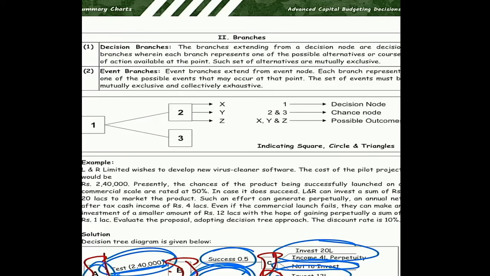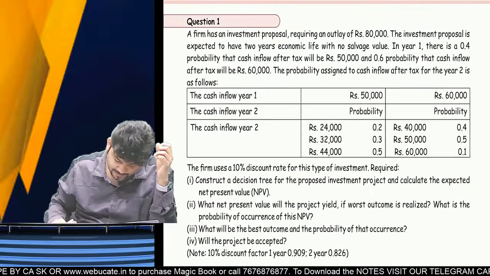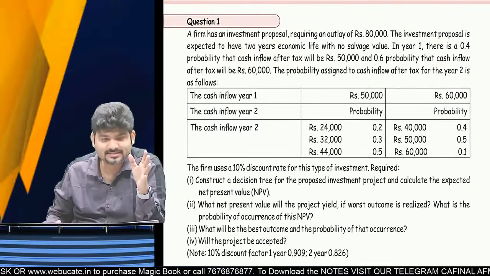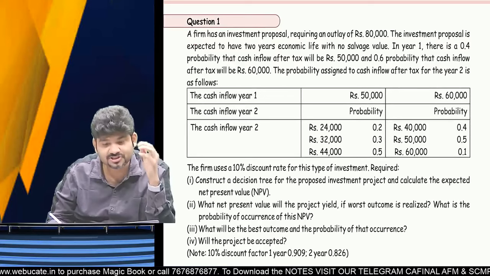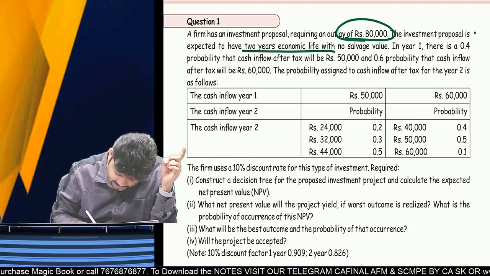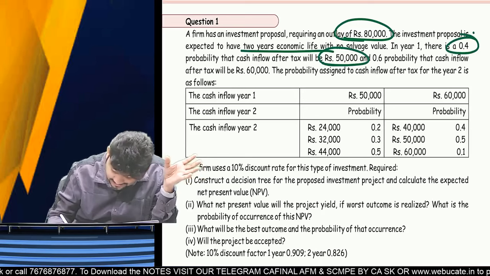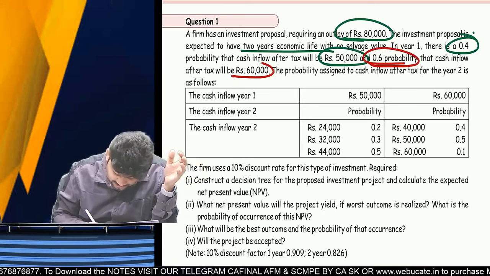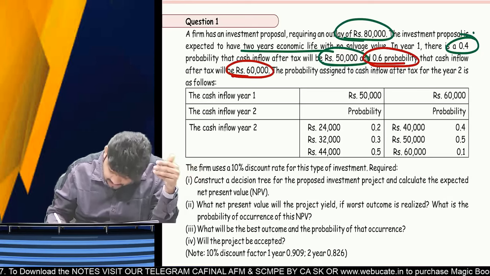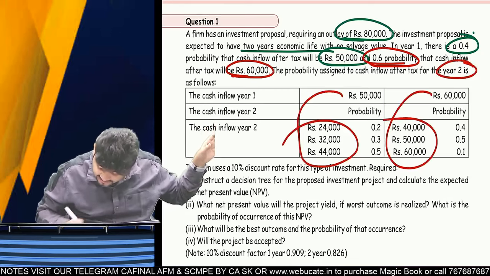So, for you, I have taken a classic example and that is Master Sum 1. Please open Master Sum 1. A classic example in order to understand the concept of decision tree. See here, cash outflow 80,000, investment proposal 2 years. In year 1, 40% probability cash inflow 50,000. Then 60% probability cash inflow will be 60,000. In year 2, if it is 50,000, this is the scenario. If it is 60,000, this is the scenario. Now, let's make a whole decision tree.